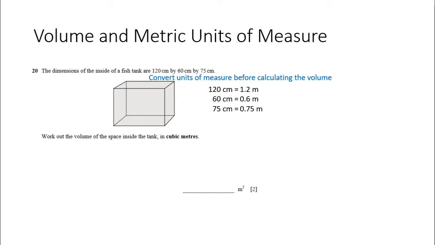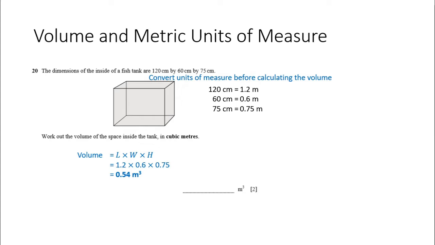Now that I got all of these values in meters, I know that the volume of a cuboid is length times width times height. It doesn't matter the order that we put this in, but we're going to multiply them all together. So I'm going to do 1.2 times 0.6 times 0.75, and that gives me 0.54 meters cubed. Now that's my answer.